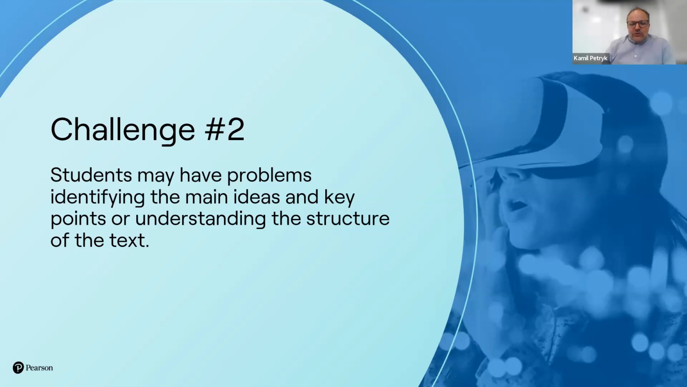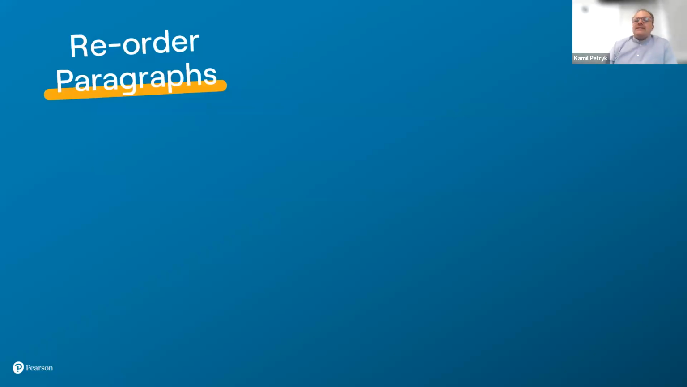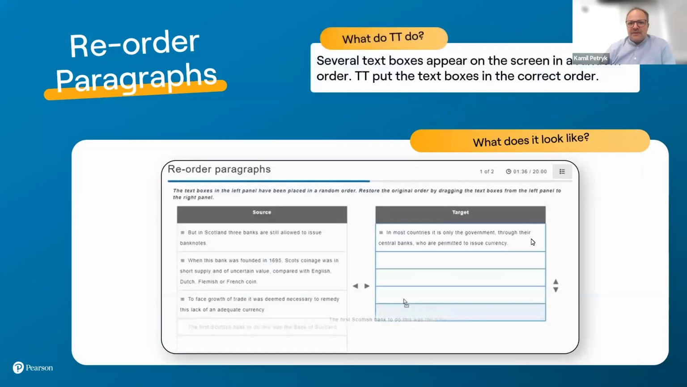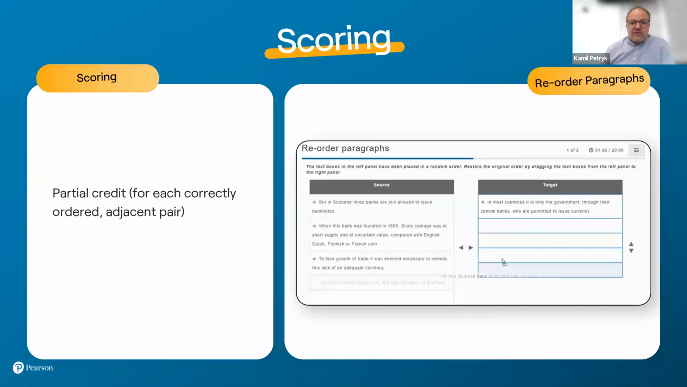So this challenge number 2 will be especially visible in the task in part 2 reading PT Academic reorder paragraphs, where they have several text boxes that appear on the screen, in a random order, obviously, and test takers put the text boxes in the correct order. So simply they have to reorder a paragraph. Scoring here is partial credit, so they get a score for each correctly ordered adjacent pair of sentences. So that's a simple activity, reordering sentences in a paragraph.